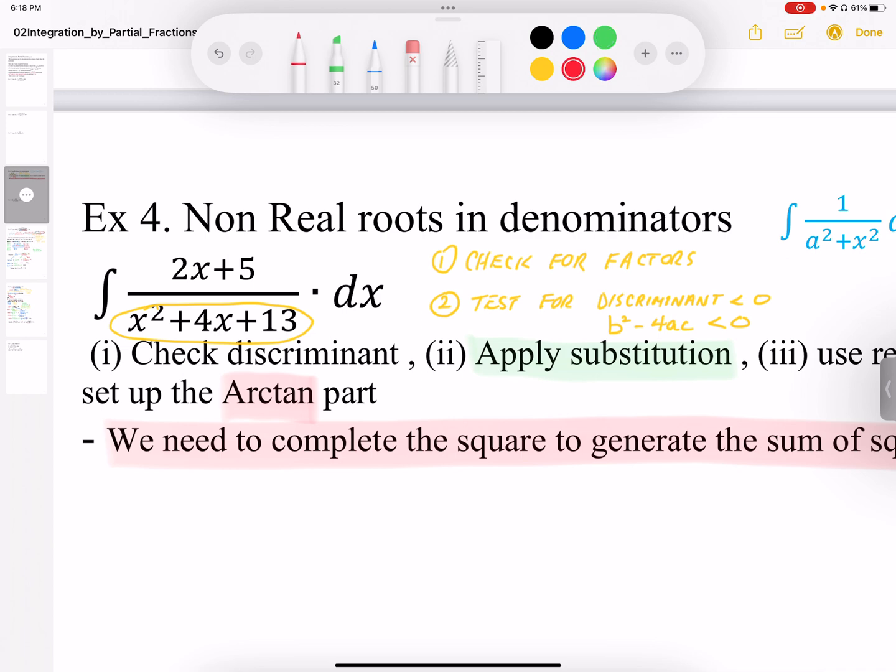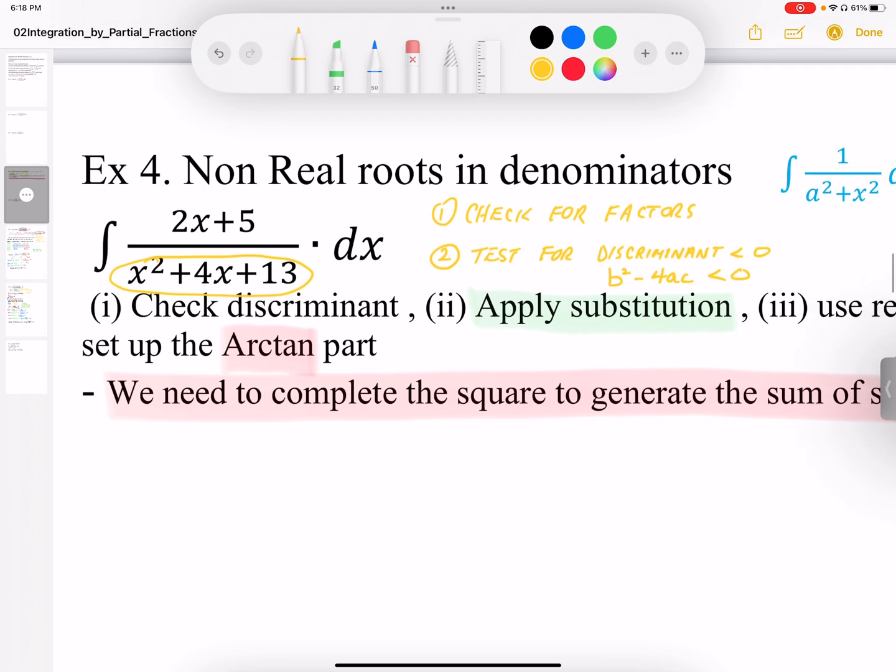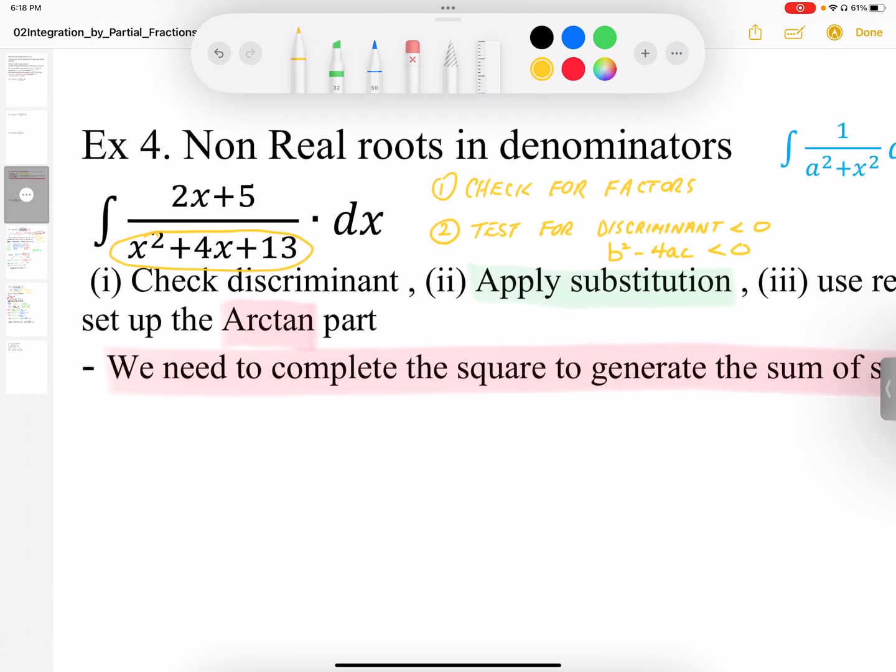So I'm going to test my discriminant in this case here. So I have x squared plus 4x plus 13. So I'm going to test my discriminant, b squared minus 4ac. B squared is 16 minus 4 times 1 times 13. And in this case here, we end up with 16 minus 52. I end up with negative. And because b squared minus 4ac is less than 0, this means we have non-real roots.